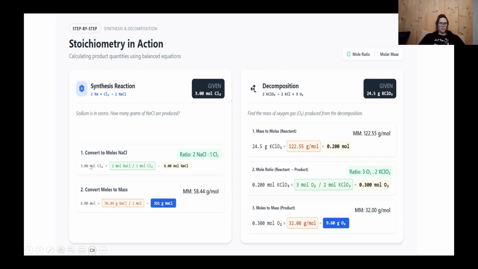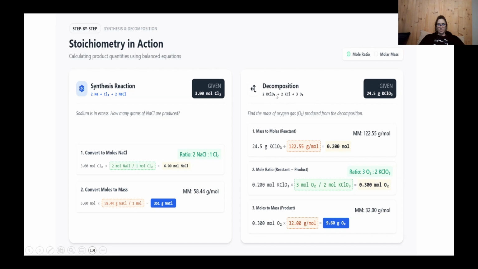All right, so we have our 3 moles of chlorine. We're going to try to get to salt. We don't have to do any math to get to moles because the problem already gives us moles. So it's really easy because then we can just use the mole ratio, and it's a 2-to-1 ratio. So we multiply by 2 to get 6 moles of sodium chloride we would produce. Then to convert to mass, we just multiply by the molar mass in order to get our final answer, which is 351 grams.